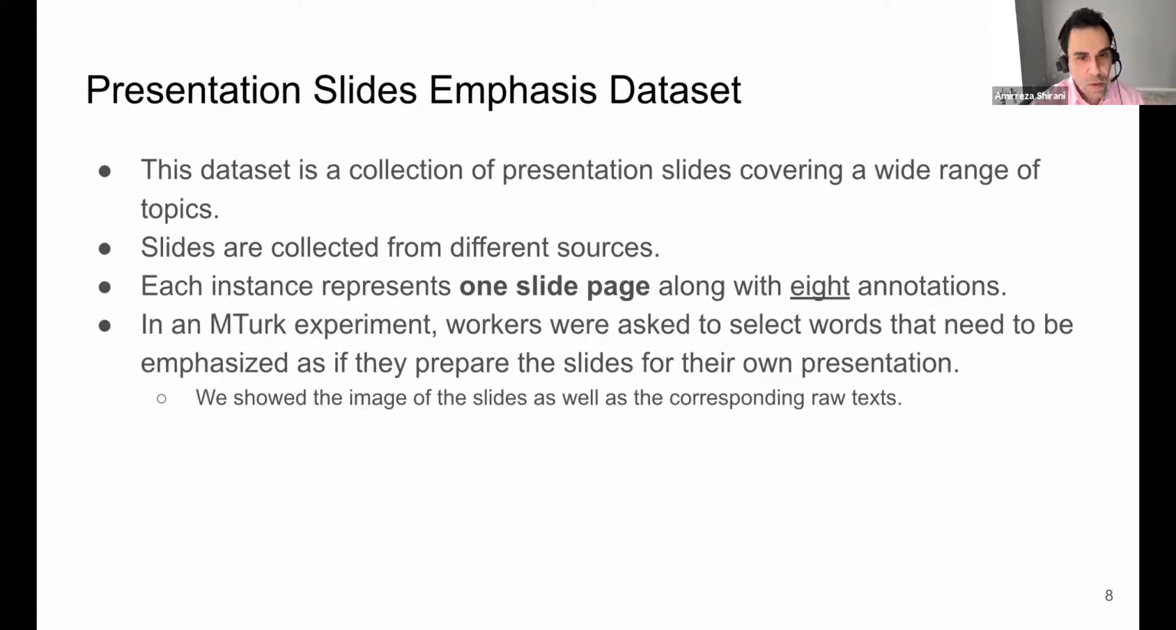We also annotated data in an MTurk experiment. What we did was we asked workers to select words that need to be emphasized, as if they prepared their slides for their own presentation. In the experiment, we showed the image of the slide as well as the corresponding raw text. We followed many pre-processing techniques to make sure that we get clean text. We remove those that contain tables, formulas, and/or equations.